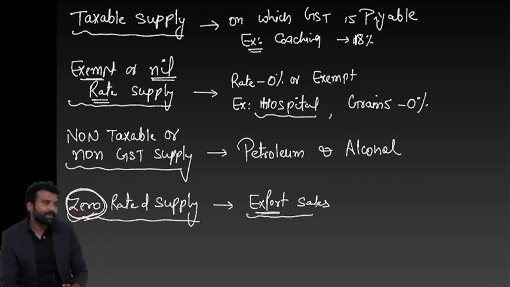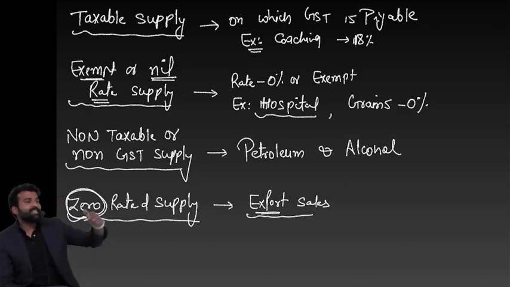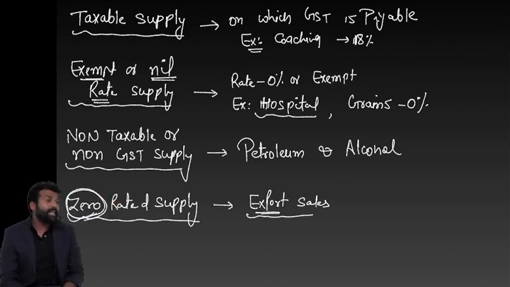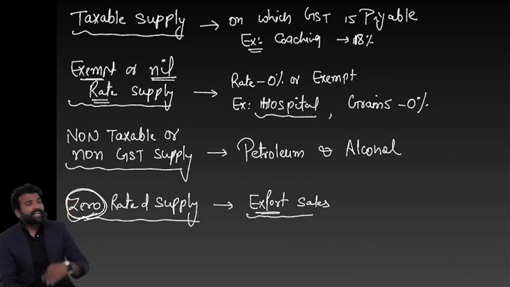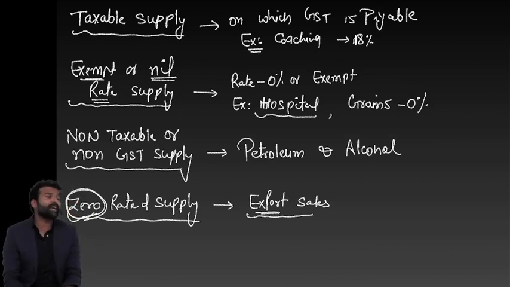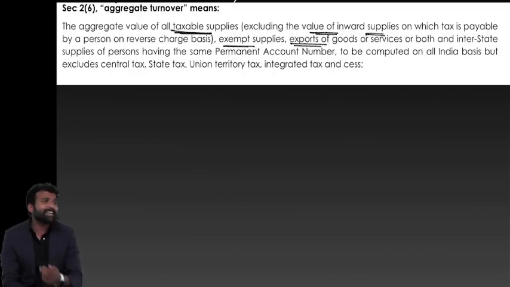Sir, what is zero-rated supply? Zero-rated supply is basically export turnover. So export turnover will be treated as zero-rated supply. So in GST, all supply can be divided into 4 types of turnover: taxable, exempt, non-GST and zero-rated. Zero-rated means exports, whether the export is outside India or deemed export. When I am supplying to an SEZ, that is also an export. So supplying to an SEZ or exporting goods outside India is called zero-rated supply. Okay, very nice. Now, this is the definition of aggregate turnover.